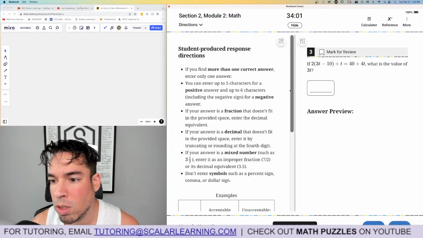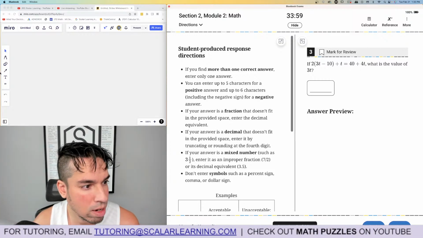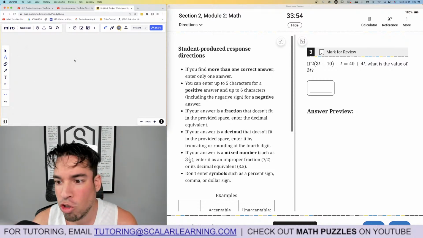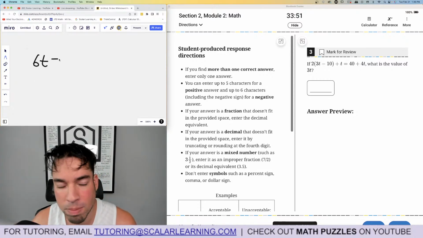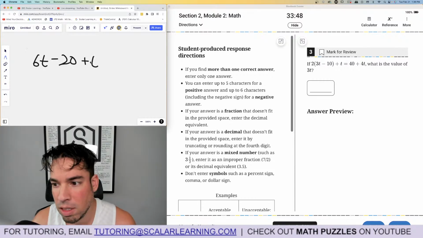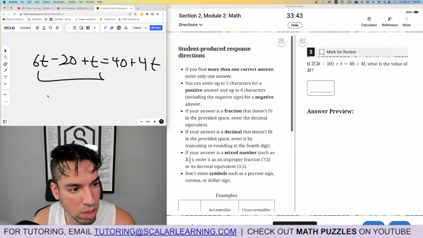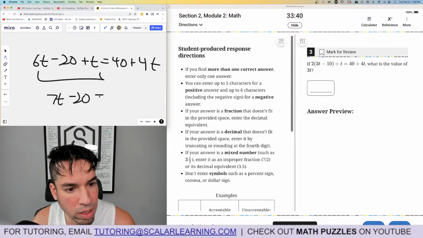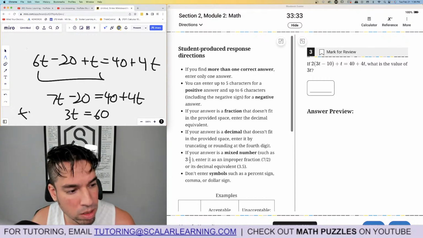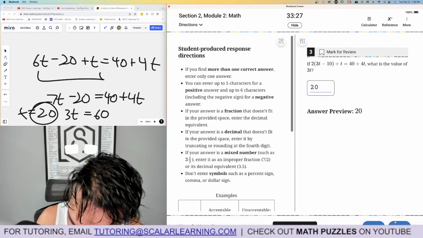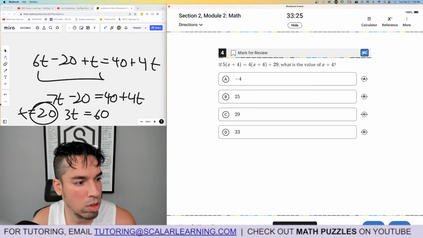Okay, if this equals that, what is the value of 3t? So we're going to have to do some algebra. Let's go here. I'm going to distribute that 2. It's going to become 6t minus 20, right? Plus that t equals 40 plus 4t. We're going to have to combine like terms. 6t plus t is 7t minus 20 equals 40 plus 4t. Then I'm going to subtract 4t from both sides, 3t. Add 20 to both sides, that's 60. Divide by 3, t will equal 20. Boom, 20.